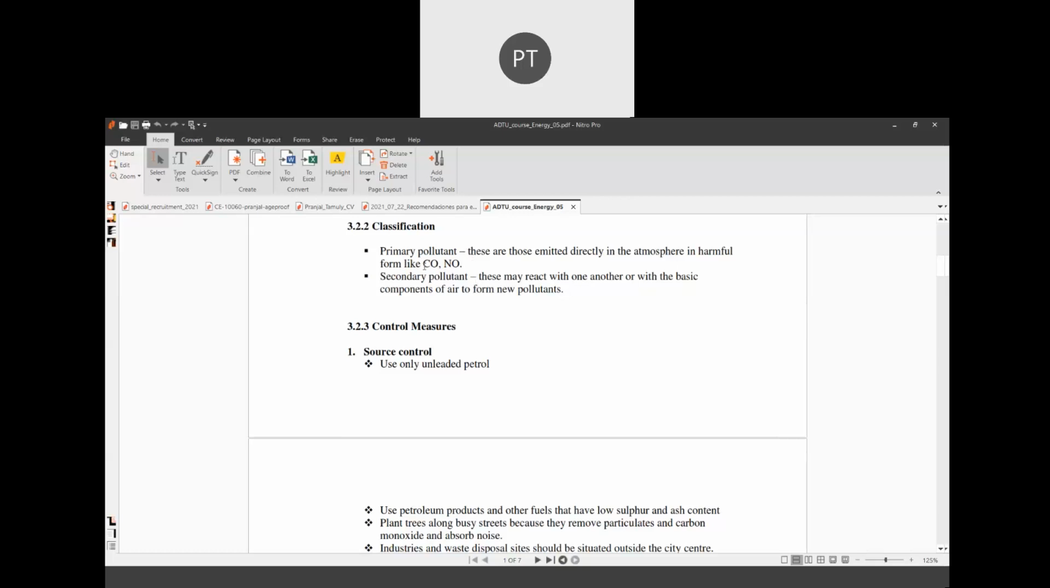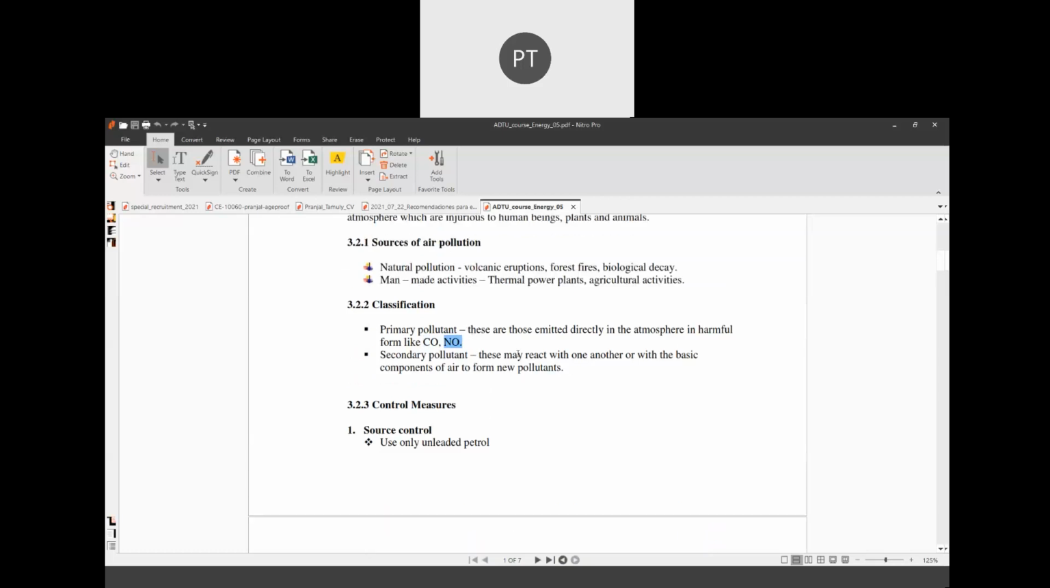Carbon monoxide and nitrogen oxide are emitted due to burning of fossil fuels or coal in the thermal power plant. But secondary pollutants are produced due to the reaction between carbon monoxide, nitrogen oxide, methane, and all these other constituents that are emitted as primary pollutants. They react with each other in the presence of sunlight to form secondary pollutant. One example of a secondary pollutant is ozone.